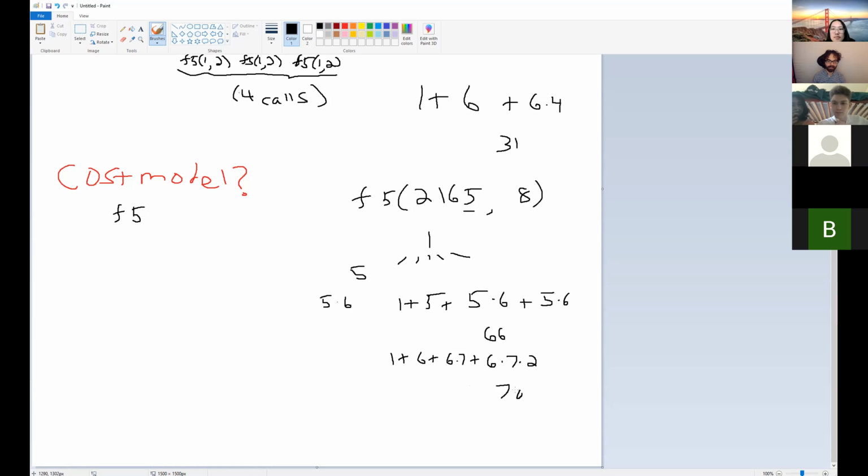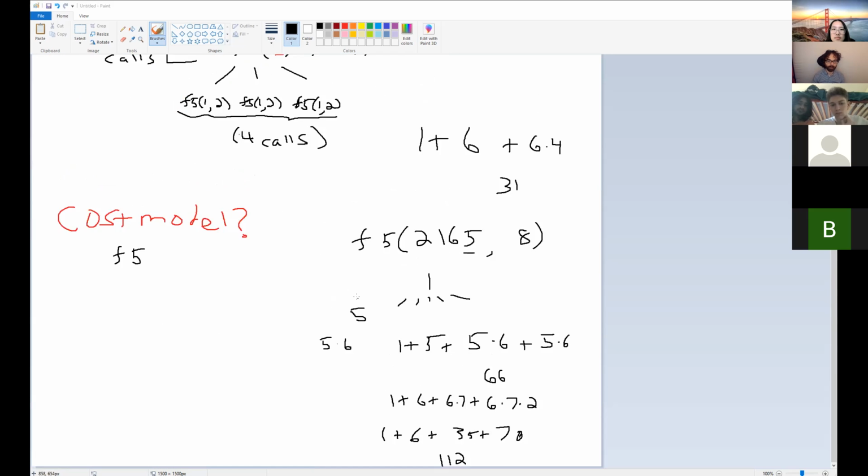Okay, so 70, 35, 6, and 1. Some number like that. Again, the exact number doesn't matter. It's not what we were asked, but it could happen, right? You can imagine an exam question that says get the exact count. So 105 plus 6 plus 1. 105 plus 6 is 111, 112. Cool. Okay, so what's the overall pattern then?